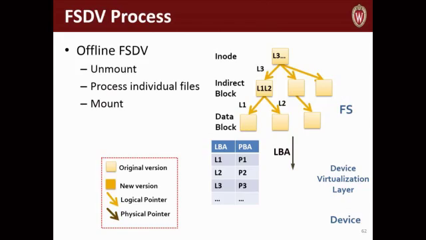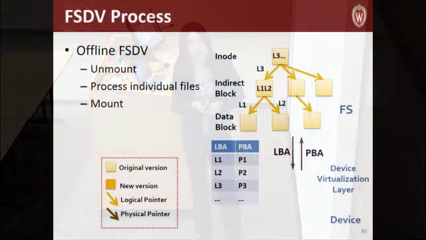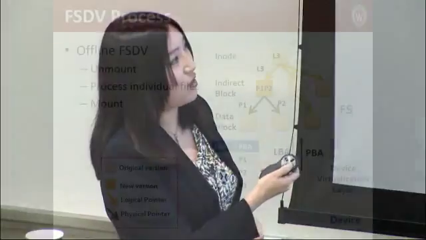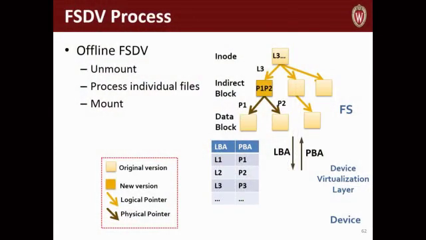So it will first look at the bottom layer. Then it will ask the virtualization layer what's the physical address for L1. The virtualization layer returns P1 to the file system, and then the file system to FSDV. And then FSDV changes the pointer to P1. And similarly from L2 to P2. And then the indirect block is changed to point to P1 and P2.